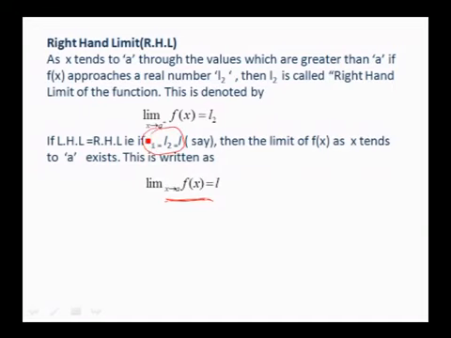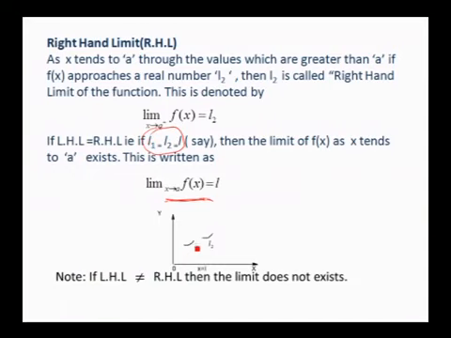On the other hand, if L1 is not equal to L2, suppose here L1 is here and L2 is here, so this is L1 and this is L2. So L1 is not equal to L2, here LHL is not equal to RHL. I just rewrite this figure like this: this is L2 and this is L1. So if L1 is not equal to L2 at x equals a, then at x equals a, L1 and L2 are not equal, therefore the limit does not exist.